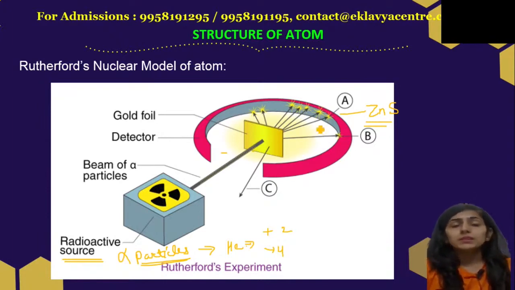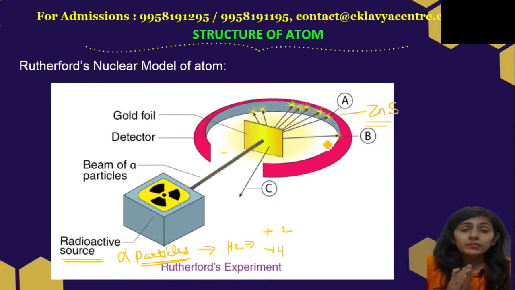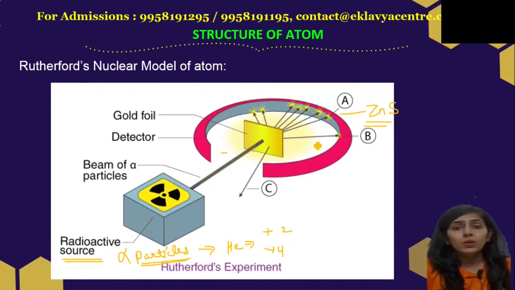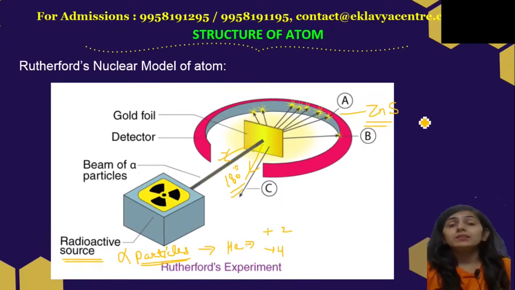Now the results which he found were very shocking for him, because he found that most of the alpha particles, like 99.9% of alpha particles, went through the gold foil undeflected, right? Only a few, 0.1%, got deflected by small angles, and only 1 in 20,000 got deflected by nearly 180 degrees. So these were the observations which were made by Rutherford. So that is why he got shocked with his results, and he said that Thomson's theory was actually not correct.